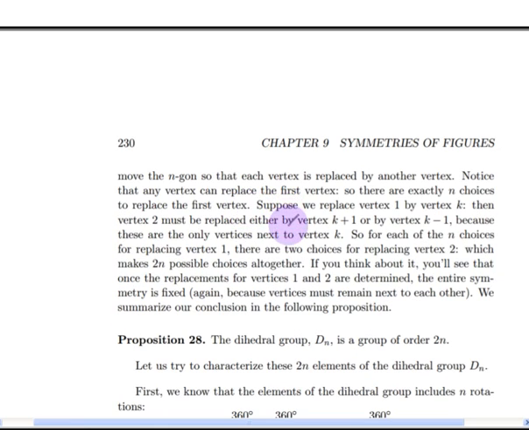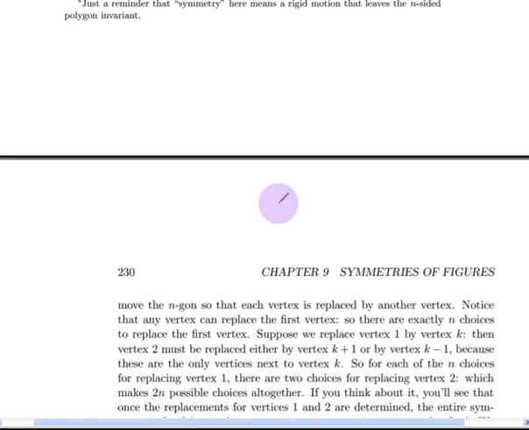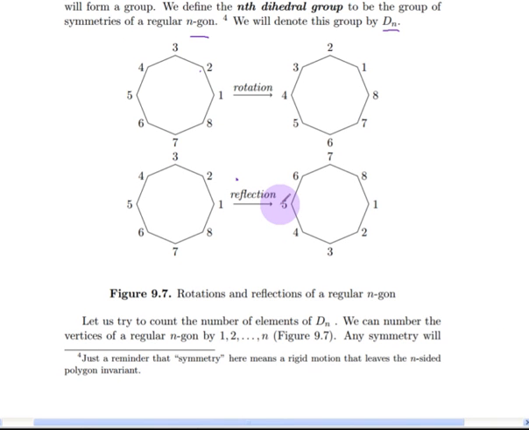On the other hand, if I want to count the number of flips, whenever you flip, you sort of spin it around an axis. Now, I could spin this around this axis. Yes, that's exactly what I have here. 2 exchanges with 8, 3 exchanges with 7, 4 exchanges with 6. I could spin it about the axis through 2 and 6, through 3 and 7, through 4 and 8.